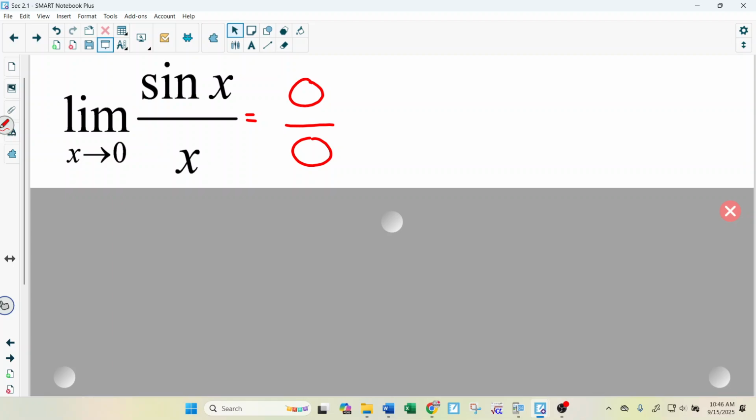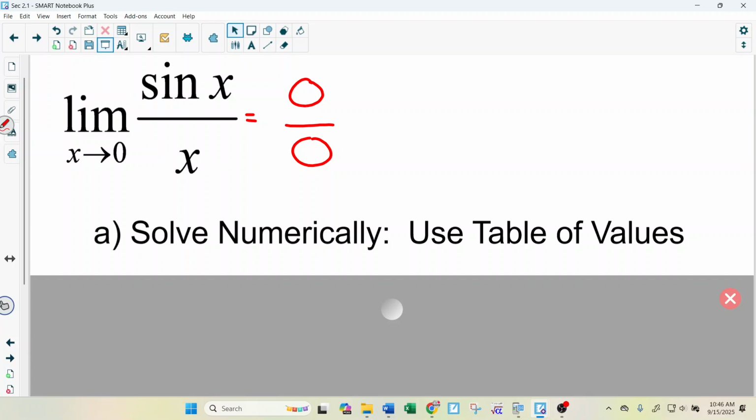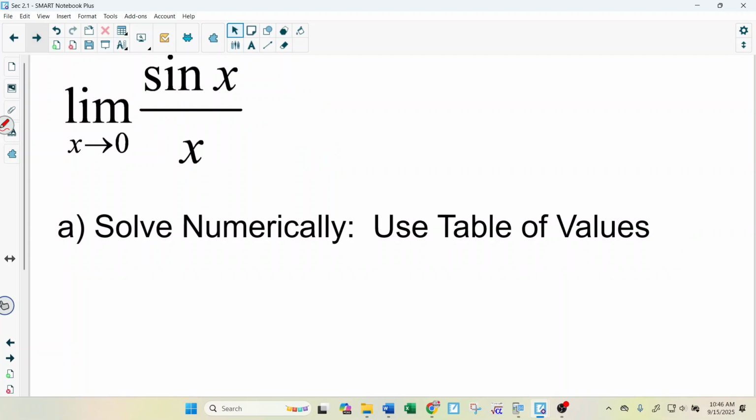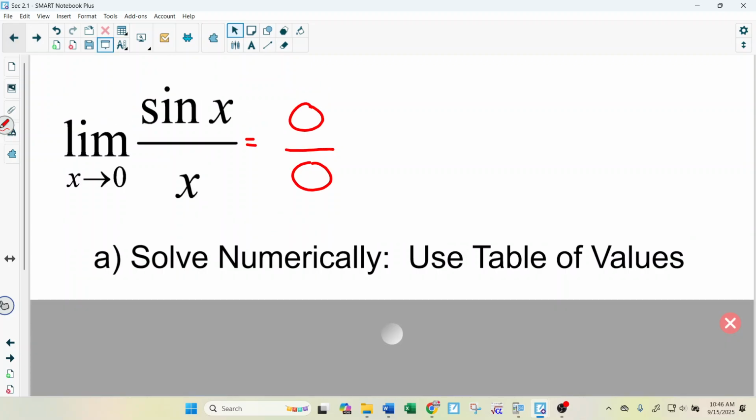So this gives you 0 over 0. And 0 over 0 means more work, right? We don't know what the answer is. So we want to look at 3 methods to be able to solve when we solve limits, okay? The first is numerically. This is just using a table of values. Okay, we'll come back and do each one of these individually.